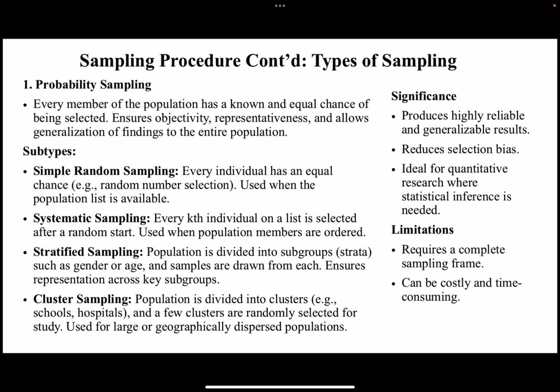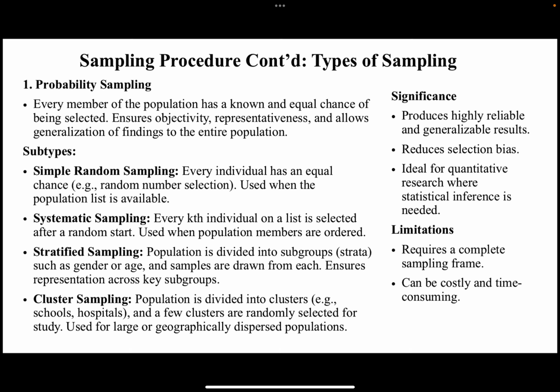So randomly, let's start from the third person. If you start from the third person, it means the next person will be the 13th person. If you started from, let's say, the 4th person, the next person will be the 14th person. Then after the 14th person, the next person will be the 24th person. After the 24th person, the next person will be the 34th person. You keep on adding the kth, the 10th.